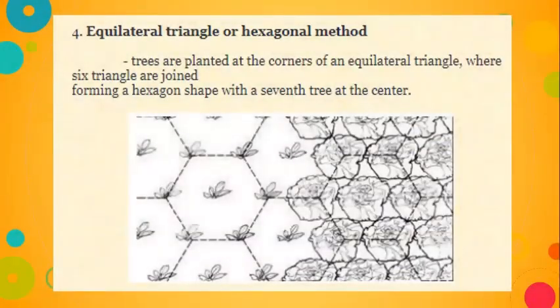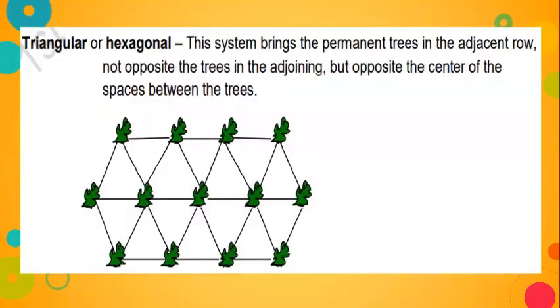And for the fourth, the equilateral triangle or the hexagonal method. Trees are planted at the corners of an equilateral triangle as shown in the picture, where 6 triangles are joined, forming a hexagon shape with a 7th tree in the center. Okay, look at the illustration. That's how the equilateral triangle or the hexagonal method is formed.